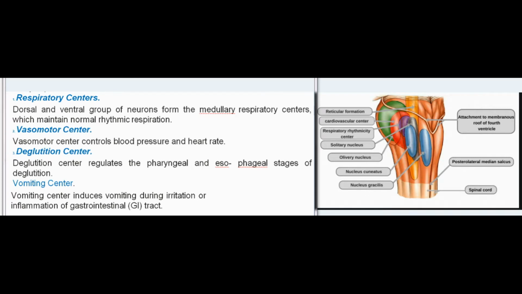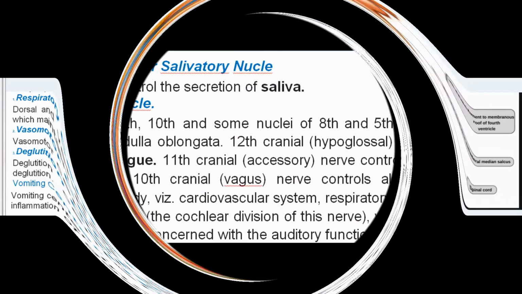Respiratory centers. Dorsal and ventral group of neurons form the medullary respiratory centers, which maintain normal rhythmic respiration. Vasomotor Center. Vasomotor Center controls blood pressure and heart rate. Deglutition Center. Deglutition Center regulates the pharyngeal and esophageal stages of deglutition. Vomiting Center. Vomiting Center induces vomiting during irritation or inflammation of gastrointestinal, GI, tract.